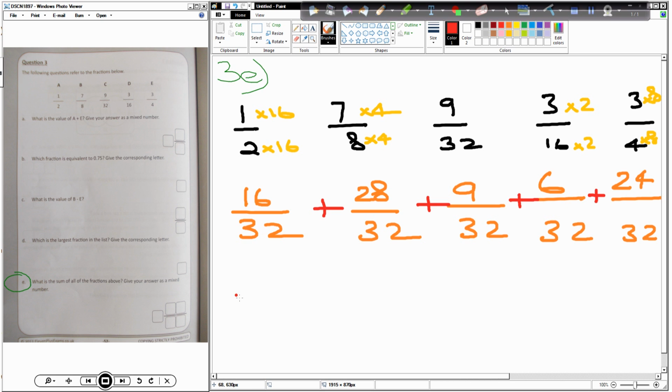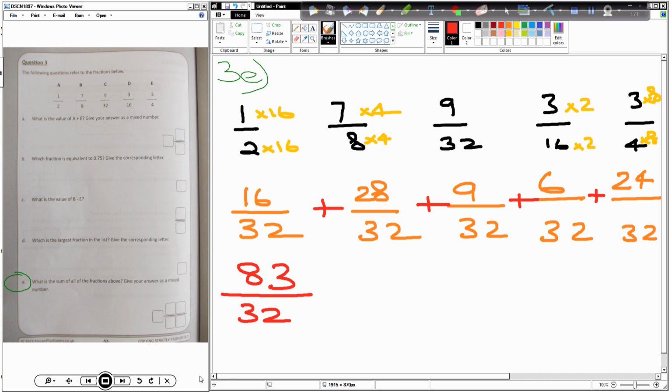Now, when we add fractions, we never ever add the bottom number. We always add the top numbers once the bottom numbers are the same. Right, so add them all up for me, please, folks. You have 16, add 28, add 9, add 6, add 24 for question 3E. That should give us a total of 219 over 32.